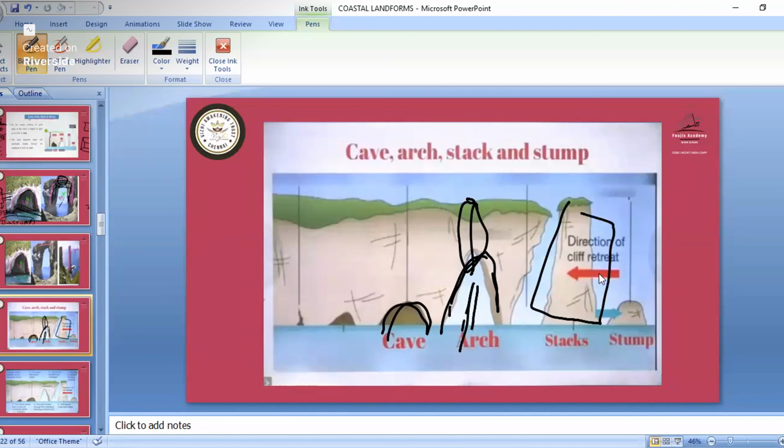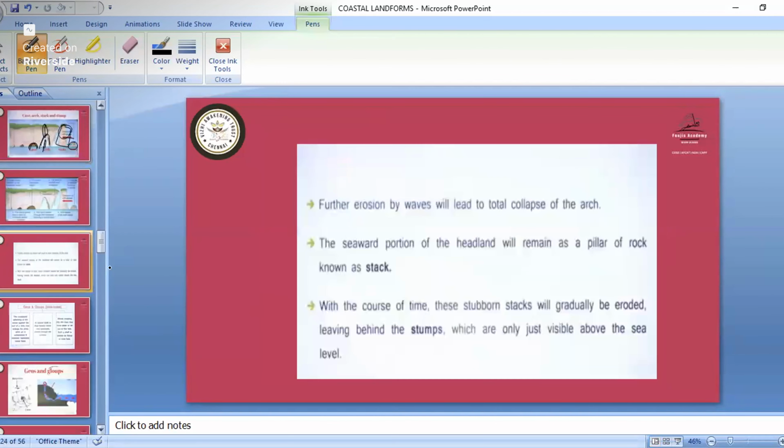Then due to the heating, this part has eroded. Then this particular part has broken and become a smaller size. So this is known as the stump. So these are all the erosional landforms. So these are all about the stack.